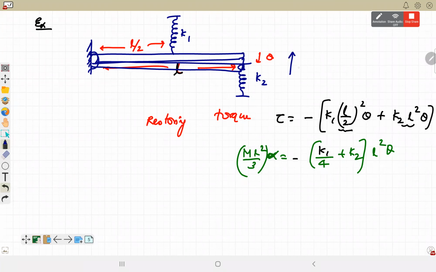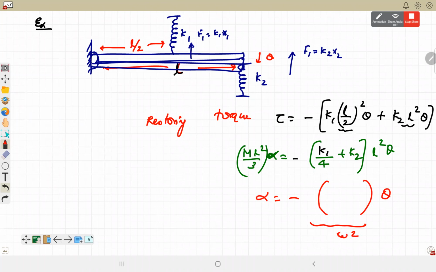This will also apply force in upward direction. Both the forces are in the same direction and therefore their torque will also be in the same direction. Again, we got the alpha and minus theta relation, and that constant will be omega square.